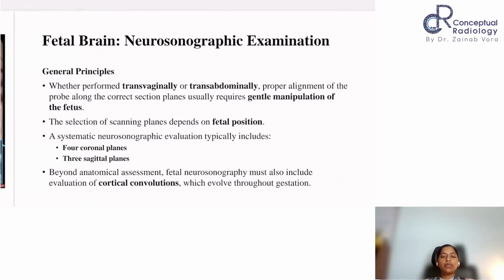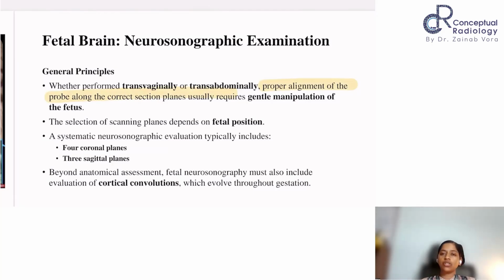So what are the general principles? The first thing, whether you are doing the scan transvaginally or transabdominally, only the resolution of image changes, but the foundation is the same. You require proper alignment of the probe along the correct section planes, and that will need manipulation of the fetus as well as your probe. Your probe cannot be static while you just manipulate the baby. No, both will go hand in hand.